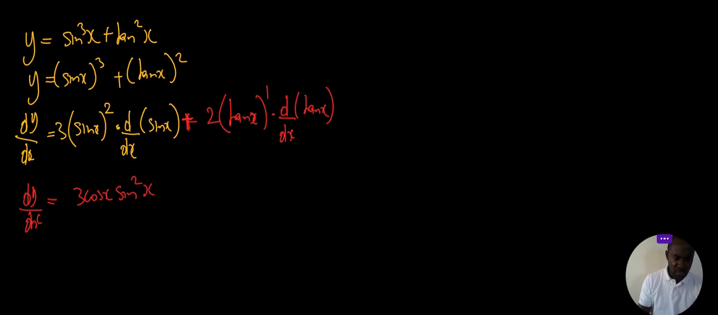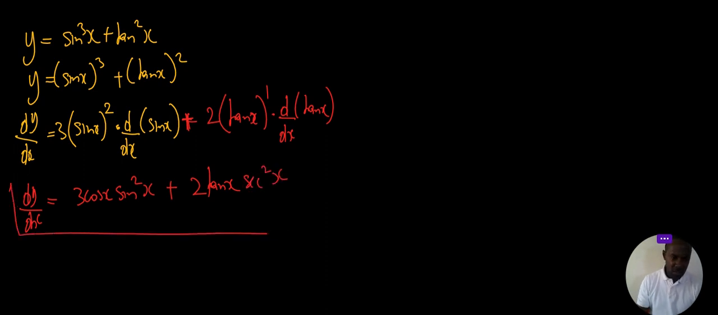So now we can actually write it in the regular format, right? Just 3 cos x sine squared x plus, and this of course is going to be 2 tan x. When we differentiate tan x, we get sec squared x, and therefore this is the derivative. So if y is equal to sine cube x plus tan squared x, the derivative dy by dx is equal to 3 cos x sine squared x plus 2 tan x sec squared x.